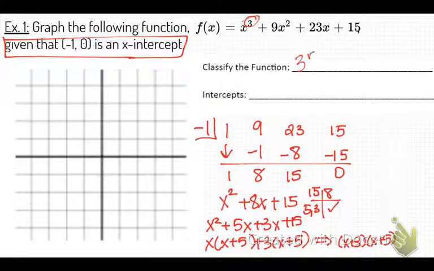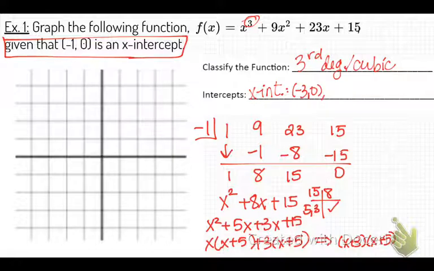So I have a 3rd degree, and what was the other name for that? Good, cubic. So when it asks me for intercepts, what does that mean I need? It just says intercepts. I need all of them. So x and y. So help me with my first ones. What are my x-intercepts? Negative 3, 0. What else? Negative 5, 0. And what was the last one? Negative 1, 0. Because that is an intercept that's given, so I don't change the sign of it.